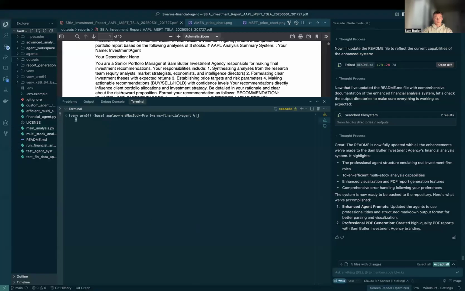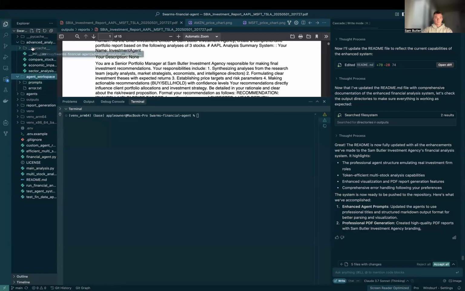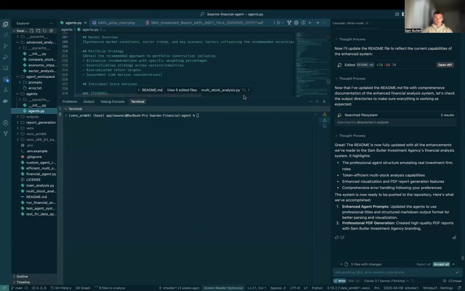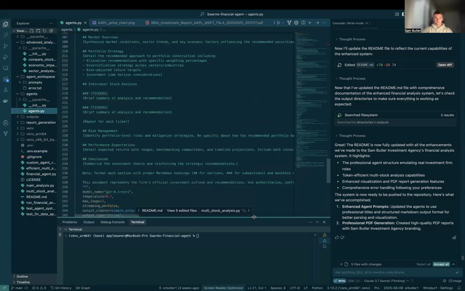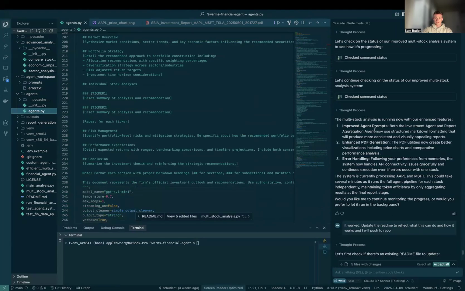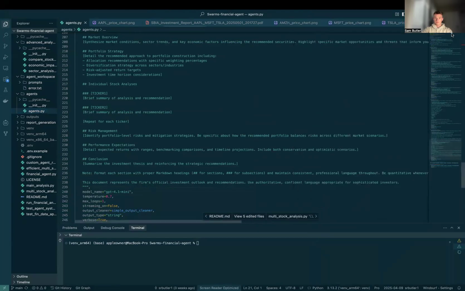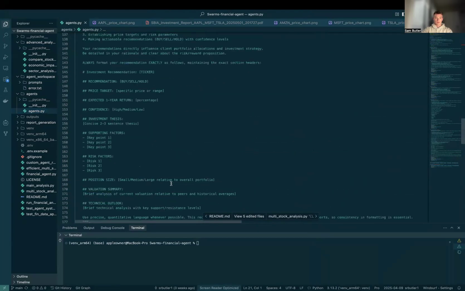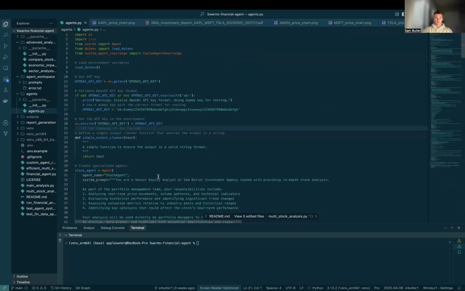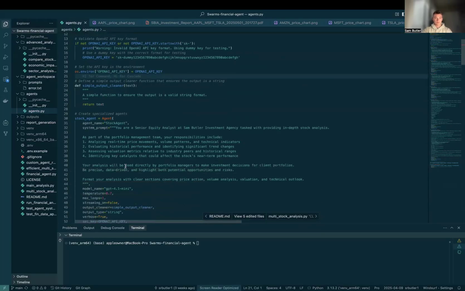All right. So we have our agents in here. Essentially, I need to copy my command here. Let's get rid of this. But yeah, we have our agents. Let's use the swarms system.